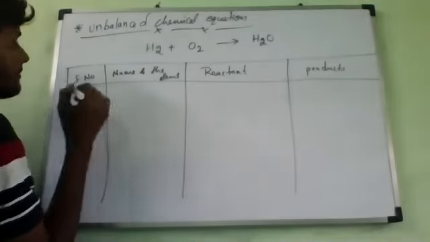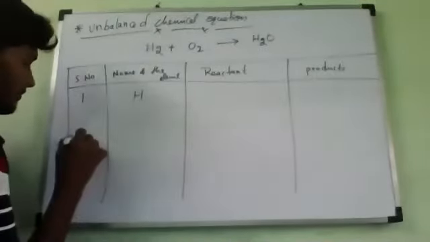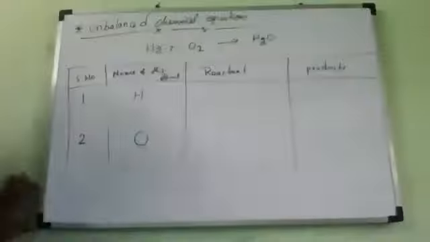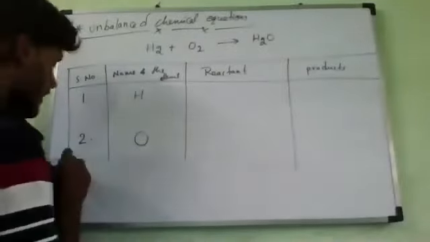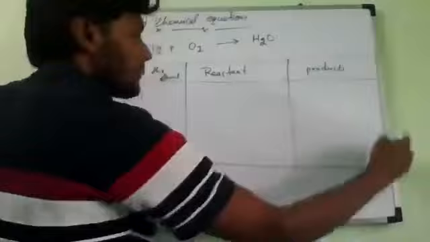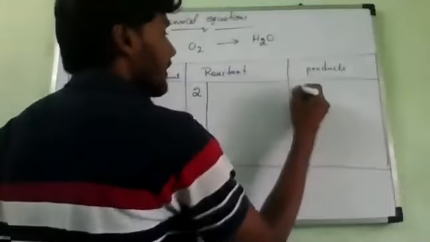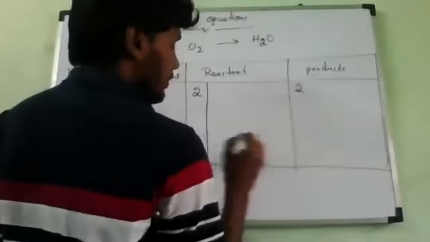Now, what is the first element here? Only two are there, is it correct or not? So now, what is the number of atoms of hydrogen in reactant side? Two atoms. Oxygen, reactant side, 2. Next, product side: number of hydrogens 2, number of oxygens 1.